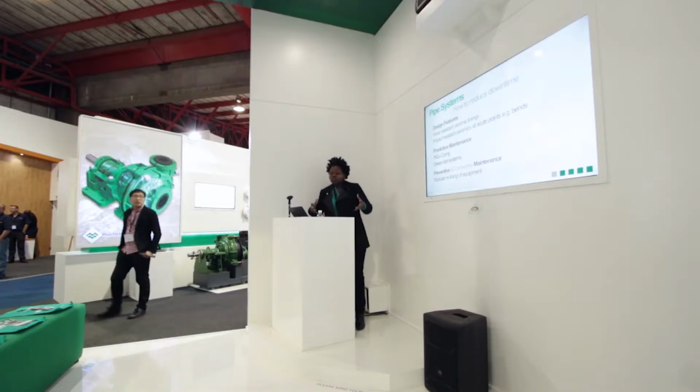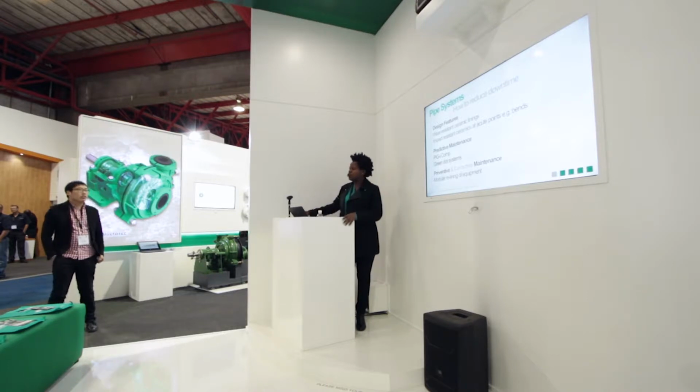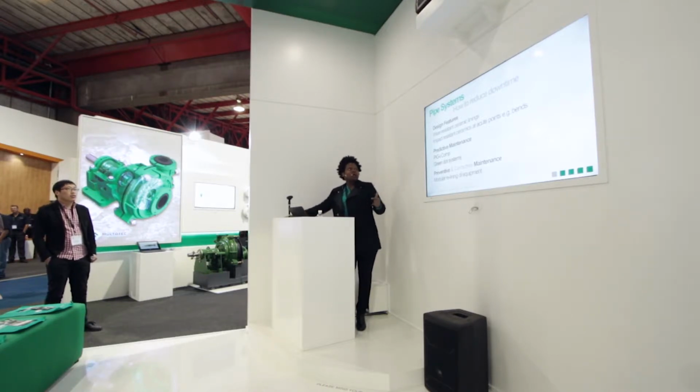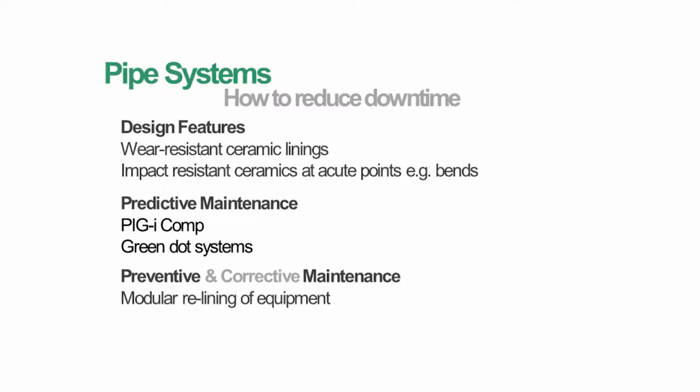So for the piping systems, how do you reduce downtime? Design features, which is going to be the bigger part of my talk this afternoon. You want to have wear-resistant ceramic linings because they have high hardness, and also you can work around the fracture toughness in case you have high impact in your process.